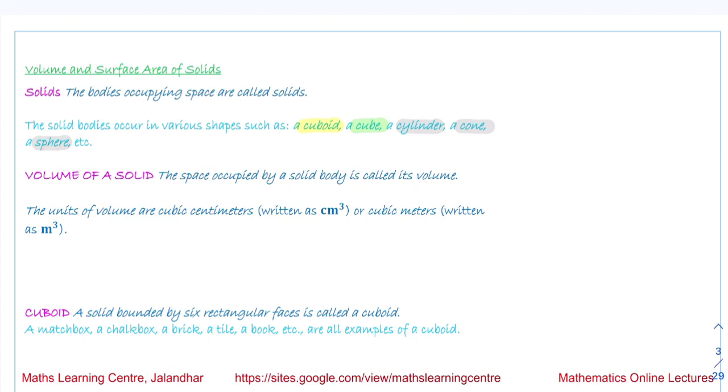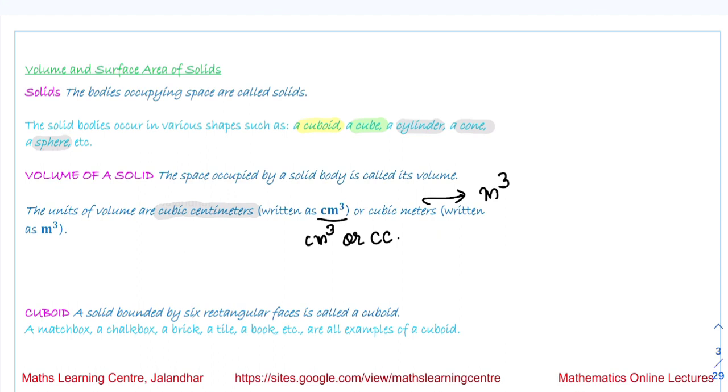The next definition is the volume of a solid. The space occupied by a solid body is called its volume, and its units are cubic centimeters. The volume is measured in terms of cubic centimeters. We also write this as centimeter cube, or cc. Similarly, if the lengths are given in meters, then we write it as meter cube, and we call these cubic meters.